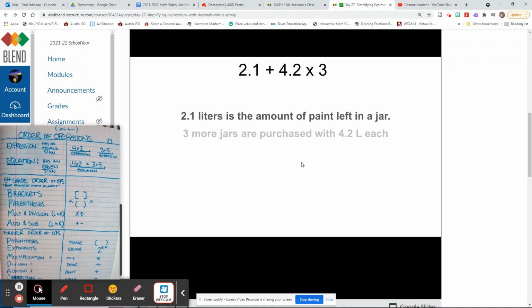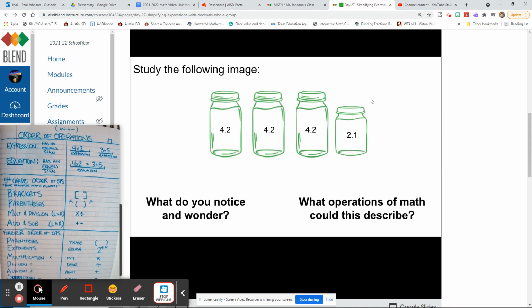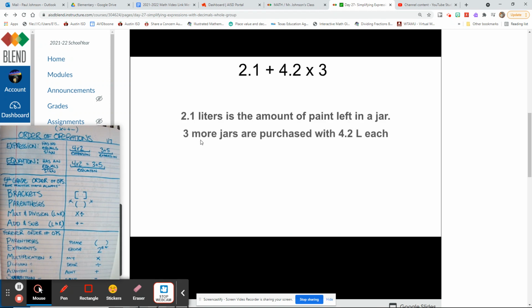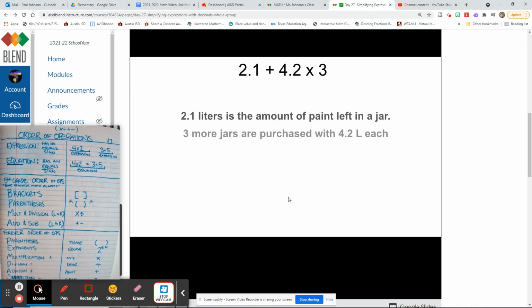We're almost there. Now, 2 and 1/10 liters is the amount of paint left in a jar. So if we go back and look at that original picture, that's what's left in a jar. Okay, that's starting to make sense. 3 more jars are purchased with 4 and 2/10 liters each. Okay, so they're giving this picture a lot more meaning. So this is like a jar that's been used. That's all that's left over. And so someone buys 3 brand new jars with the whole amount in each jar. They still didn't really tell us if that's ounces or liters.